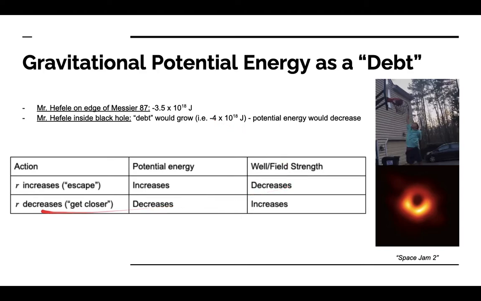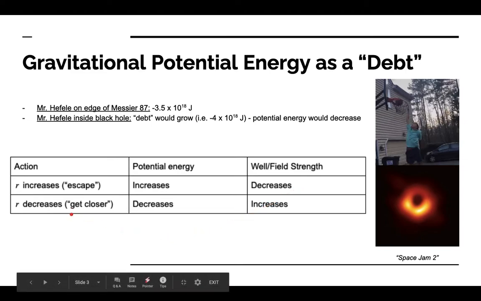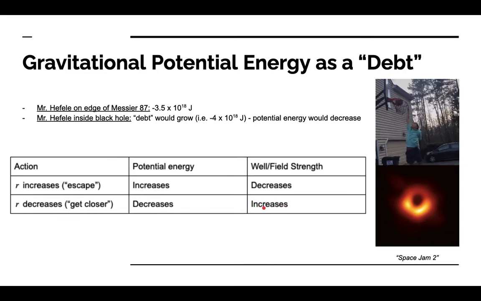Conversely, if I get away from the black hole, the gravitational field strength is going to decrease because the gravitational field will have less influence on my motion. Whereas if I move closer to the black hole, meaning r decreases, my gravitational field strength will increase because I'm getting closer and closer to the center of the black hole. So as distance increases, potential energy increases and the field strength decreases. If distance decreases, my potential energy will decrease and my field strength will increase. A small subtlety that you need to take into account there.